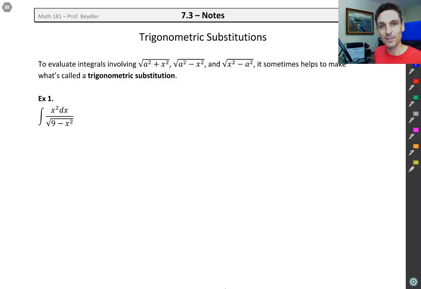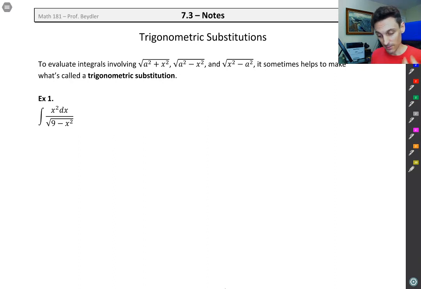Trigonometric substitution is a technique that will help us evaluate integrals involving expressions like the square root of a squared plus x squared, the square root of a squared minus x squared, and the square root of x squared minus a squared, where here a is some kind of constant. So it's not always going to work with these particular expressions, but a lot of the times when you see an expression like that, or some other form like that, then trigonometric substitution can help out.